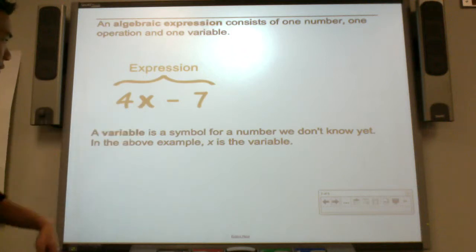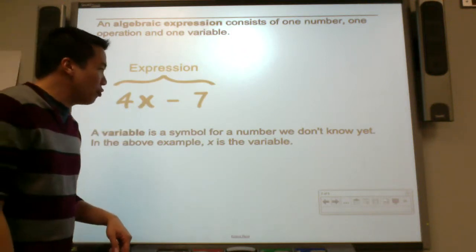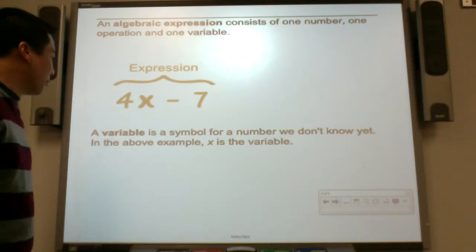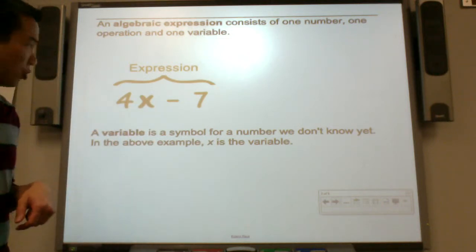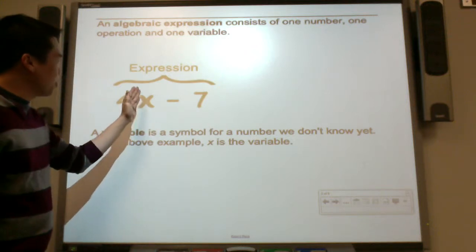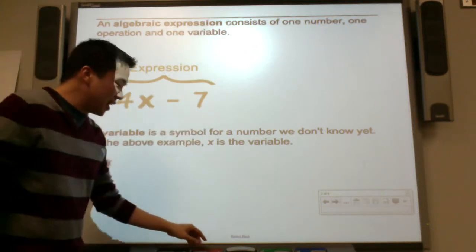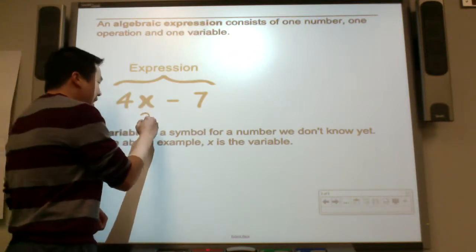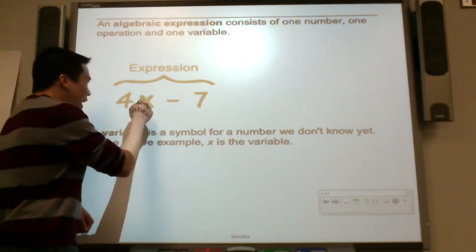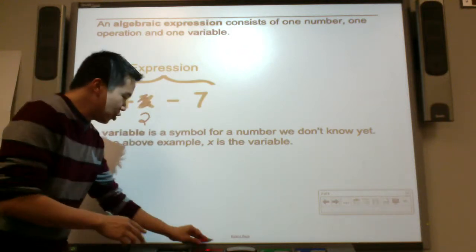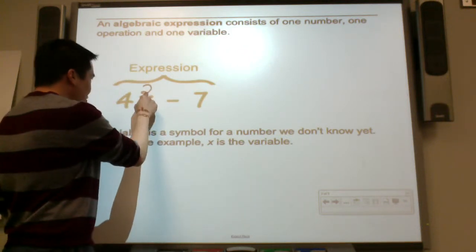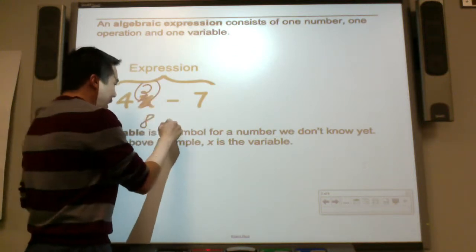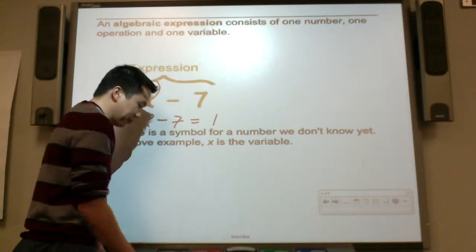So what is a variable again? A variable is a symbol for a number we don't know yet. We don't know what this number is going to be. In the above example, x is the variable. For example, 4 groups of something take away 7. If I said that this variable should be the number 2, I substitute the letter x with a 2. I replaced this x with a 2. So what's 4 groups of 2? 8. 8 take away 7 is 1.